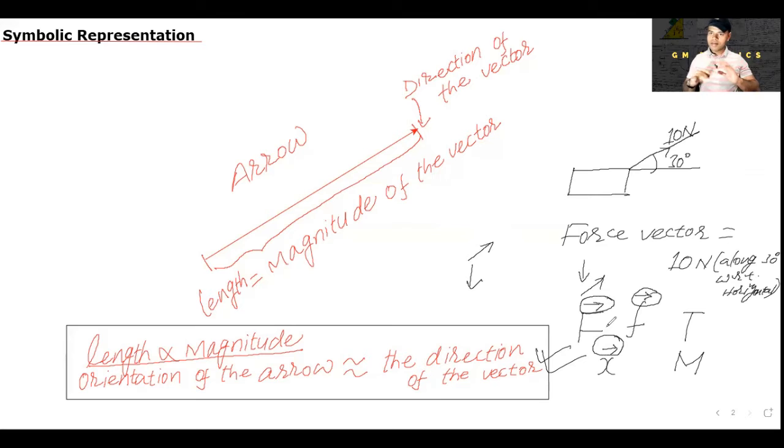So I hope now you have understood what is symbolic representation of vector. Symbolic representation is simply you have to take an arrow. The length of the arrow will represent the magnitude, and the orientation or the direction of the arrowhead will be the direction of the vector. How do you denote the vector? You take a letter. In most cases, you take the first letter and put arrow at its top. So this is symbolic representation of vectors.